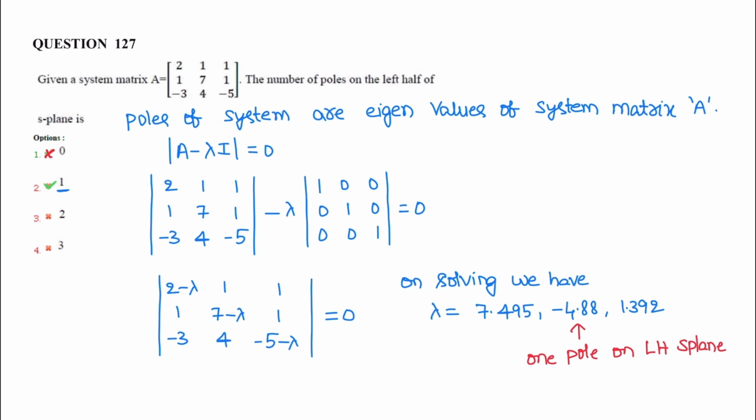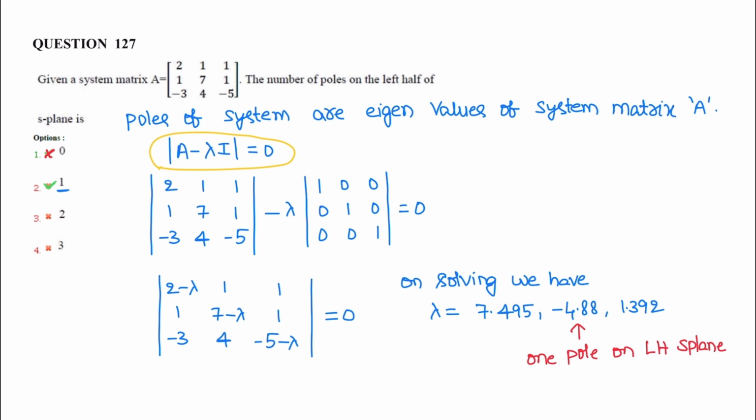Question number 127. Given a matrix A with elements 2, 1, 1, 1, 7, 1, minus 3, 4 and minus 5. These are the elements of the matrix. We need the number of poles in the left half of the S plane. The poles are nothing but the eigenvalues of the system matrix. To calculate the eigenvalues, we take determinant of A minus lambda I equal to 0, where I is the identity matrix and A is the given system matrix.